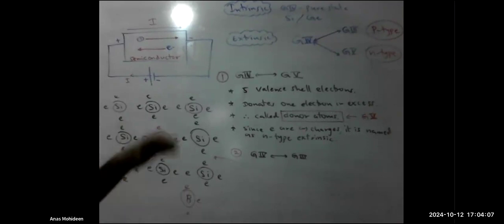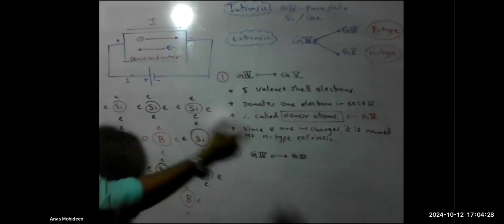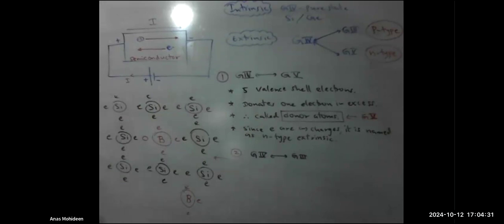Is it a negative charge or a positive charge? Positive charge. So a group 3 element, when doped with group 4, provides positive charge carriers because it lacks an electron. So it is ready to accept electrons. It is ready to accept an electron. There is a chair free, ready to accept a person to be seated.